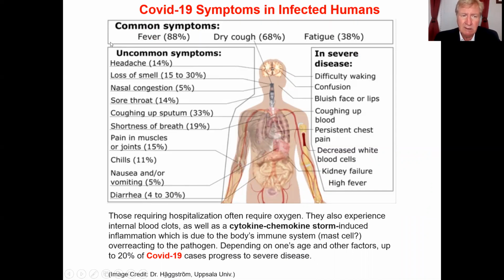Now, this is the mild case of the disease that can progress to the severe case. In severe cases, it becomes life-threatening: difficulty walking, confusion, coughing up blood, decreased white blood cells, kidney failure, high fever. Those who really go into the hospital often require oxygen, and they experience internal blood clots as well as a cytokine-chemokine storm, and that's induced by some inflammatory mechanism which remains to be determined. Depending on one's age and other factors, up to 20% of COVID-19 cases progress to severe disease.